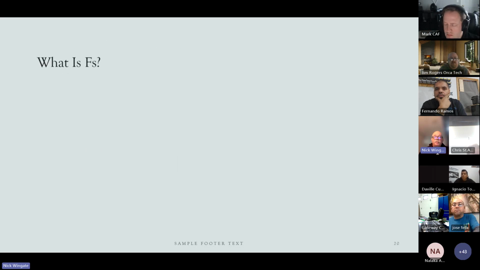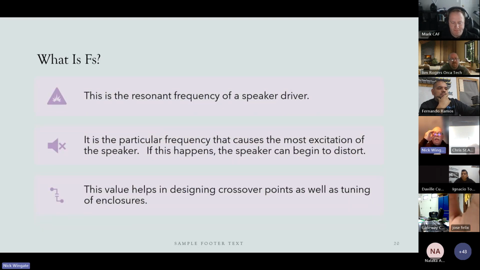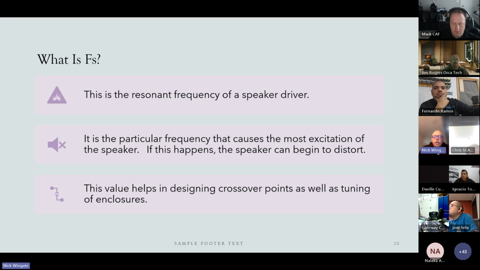Now, as I said, I'm going to try and let you understand what free air resonance, or FS, is. Basically, this is the resonant frequency of a speaker driver. And we don't want that to happen. We don't want any of our energy getting anywhere near the free air resonance, because at that particular frequency, it causes the most excitation of the speaker. That means the speaker can begin to distort, and the distortion is something we do not want. The driver starts to lose control. The motor structure loses control over the cone, and we get tremendous amounts of distortion, and you can literally burn the voice coil up, which we don't want to do.